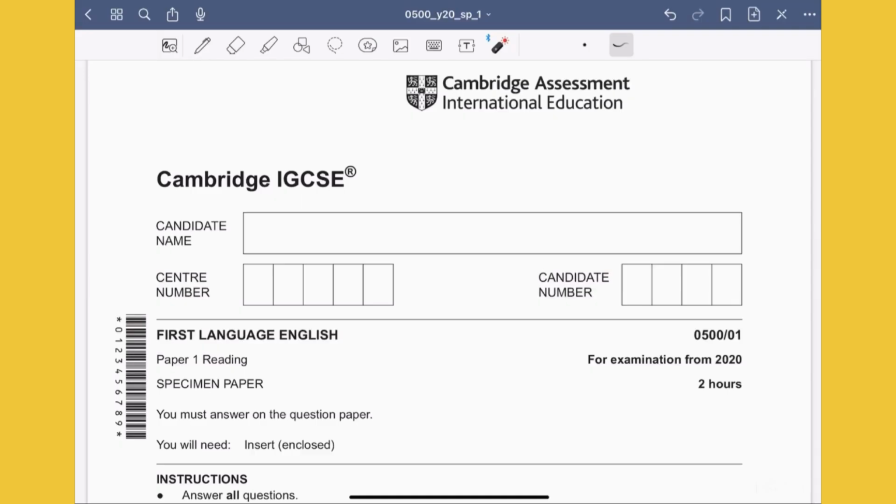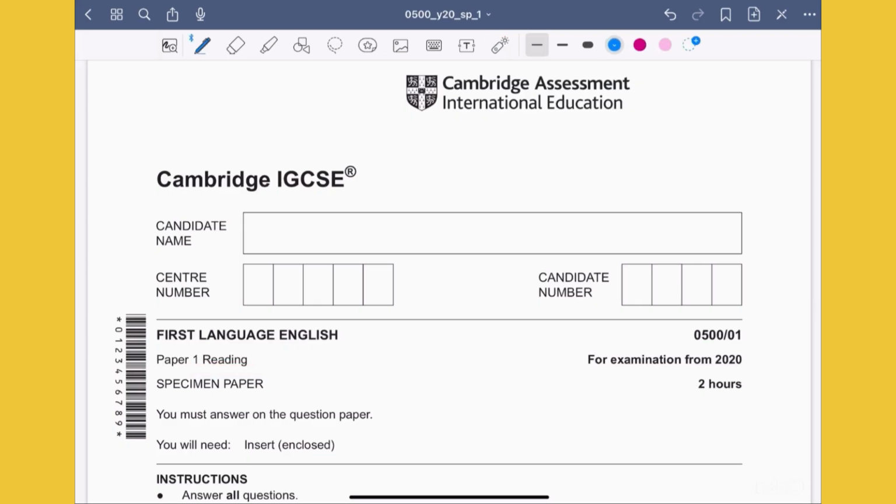In this video, I'm going to walk you through the First Language English IGCSE Paper 1 format. The subject code is 0500, and I'll go through the technicalities of the paper and explain what is expected from you for each question. Before we start, let's look at what Paper 1 is. As you can see over here, it's a reading paper.